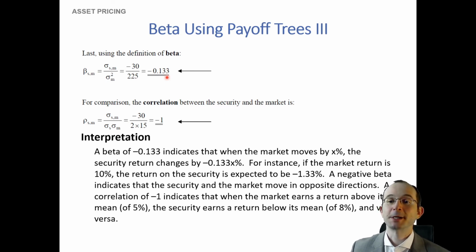First of all, it's not terribly high, mostly because this asset actually doesn't deviate from its mean return too much. And second of all, it's negative, because of course we know that this asset actually moves inversely to the market. It gains more in the bad state of the world, whereas the market gains more in the good state of the world.